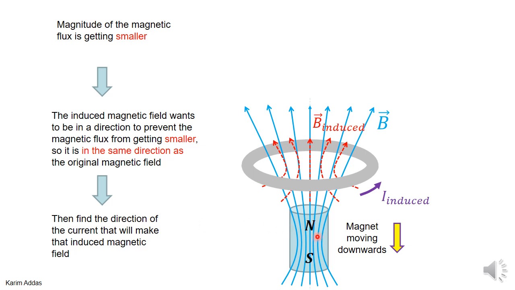If you move the magnet away from the ring, then the magnetic flux magnitude is getting smaller. So the induced magnetic field wants to be in a direction to prevent the magnetic flux from getting smaller. It always wants to prevent it from doing what it's doing. If it's getting bigger, it wants to prevent it from getting bigger. If it's getting smaller, it wants to prevent it from getting smaller. So the induced magnetic field will be in the same direction as the original one. And then you can ask the question, what's the direction of the current that will produce this induced magnetic field, which is this direction?